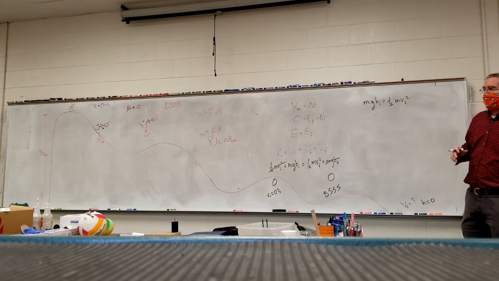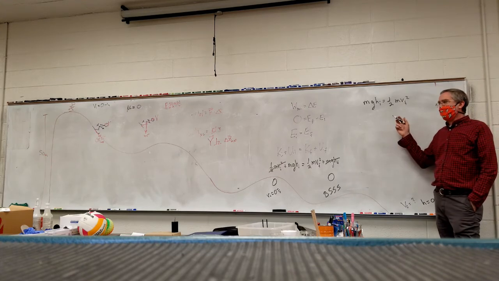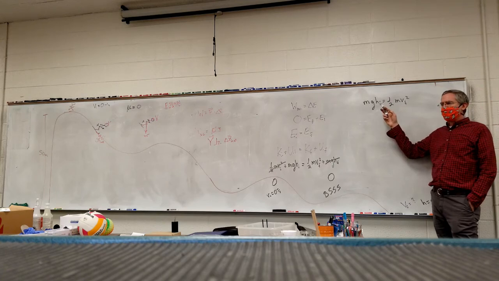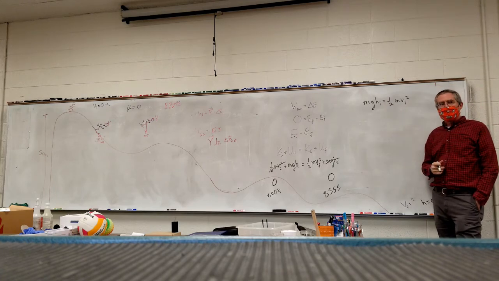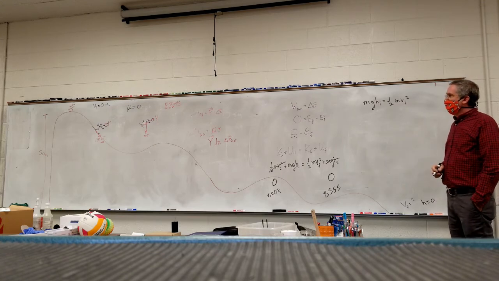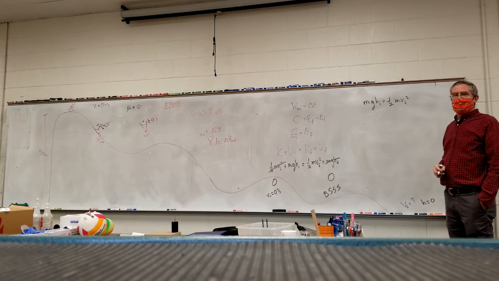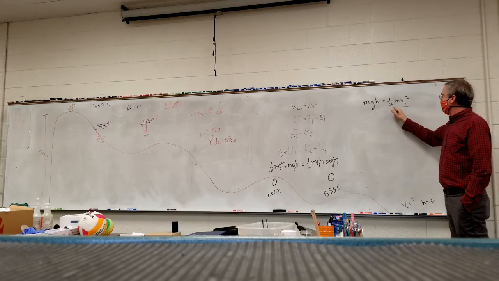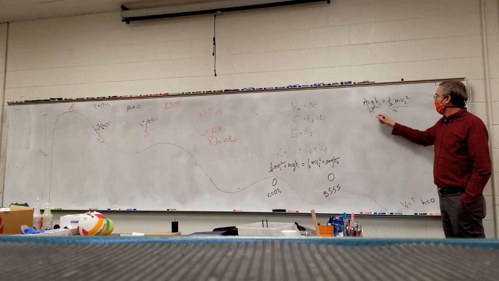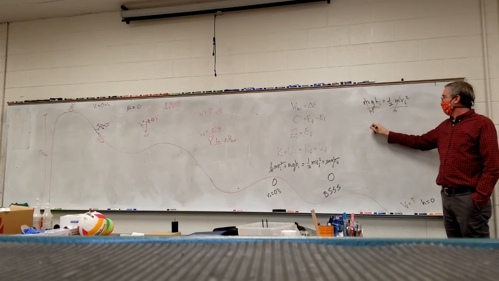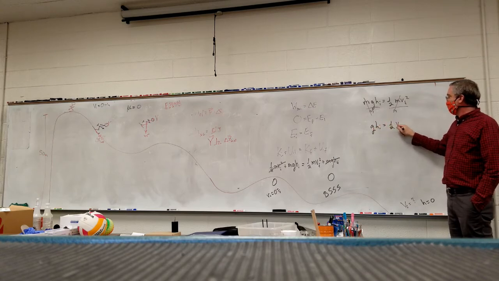If you're faced with that, you can either try to figure out how to get rid of mass, or just make up a number that's not 0. So do you want to get rid of mass or just make up a number? Get rid of it. All right, so we'll divide both sides by the mass. Mass cancels out. So I'm left with g h initial is equal to 1/2 v final squared.